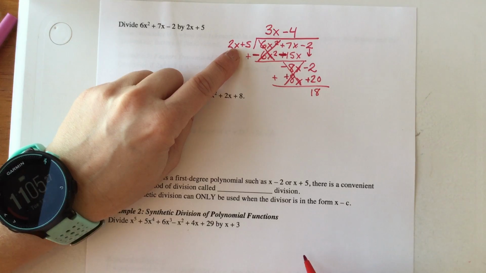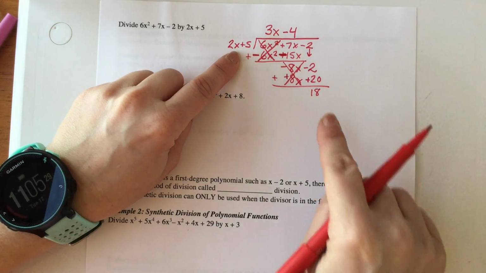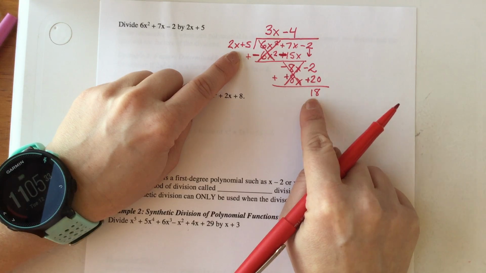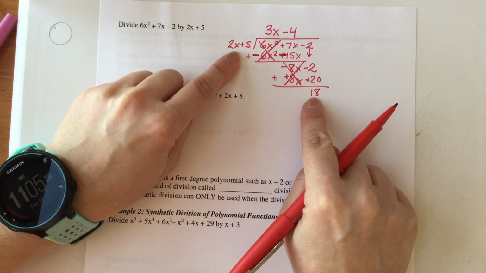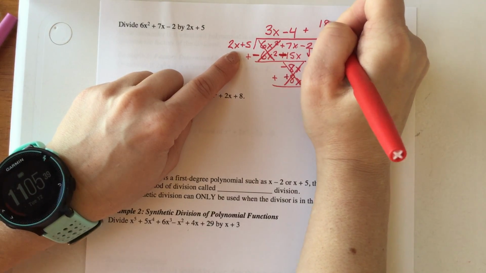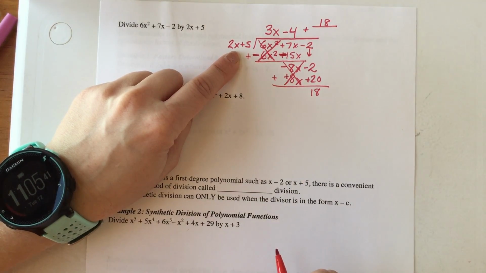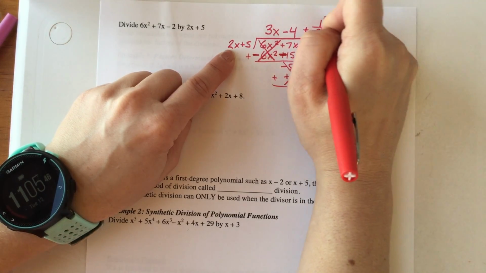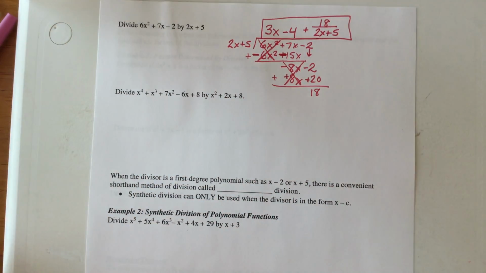There is no way to turn a term that has an x into a number that does not contain a variable. So this is your remainder. Your remainder is positive, so you add it: 18, the value of the remainder, is on the top, and 2x plus 5, that's the denominator. This is your quotient.